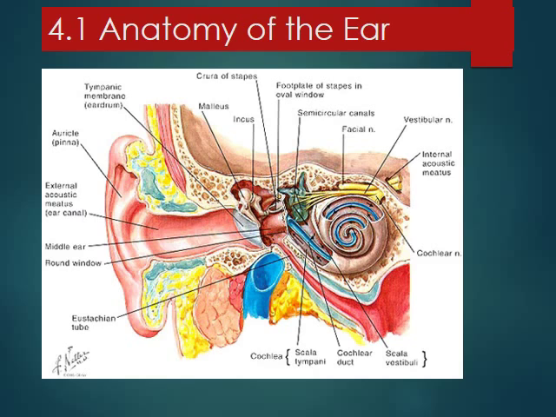This inner ear detects movement, and it's important in maintaining balance. The cochlea here is a double tube coiled up into a snail shape. These tubes are joined at the apex of the snail, and the base of one connects via the oval window to the stapes bone, while the base of the other ends at the round window.